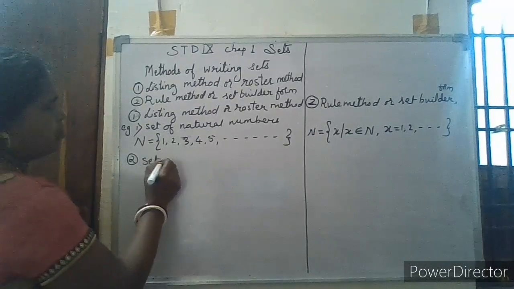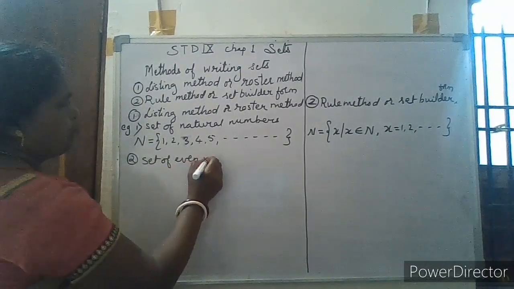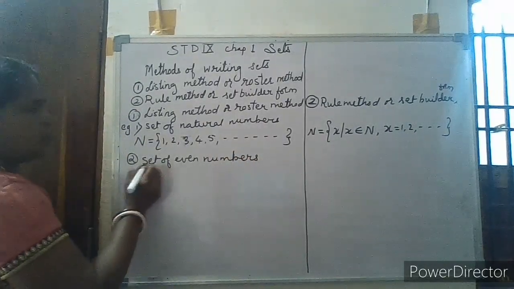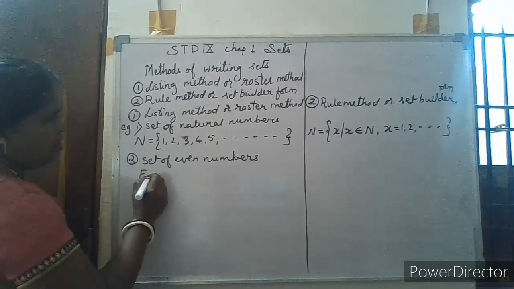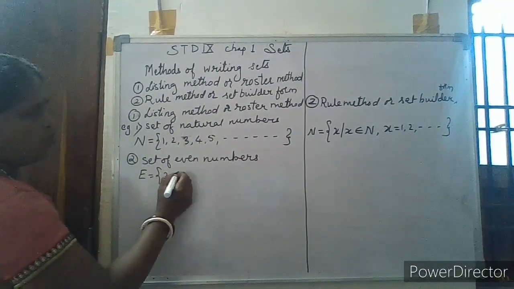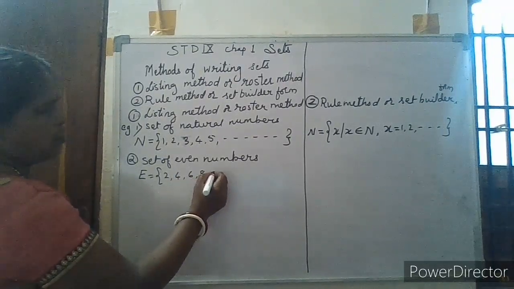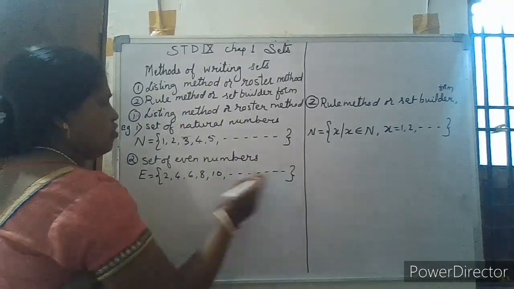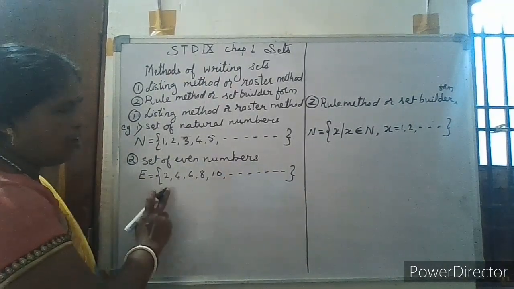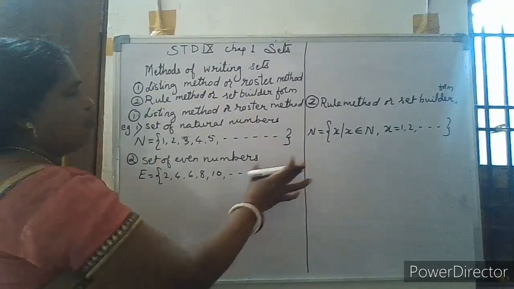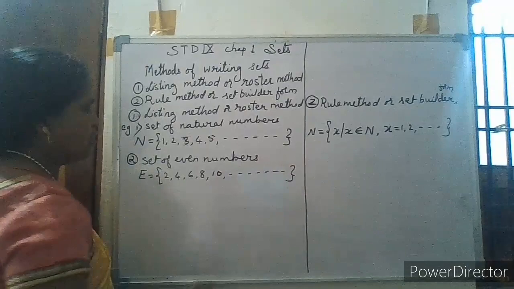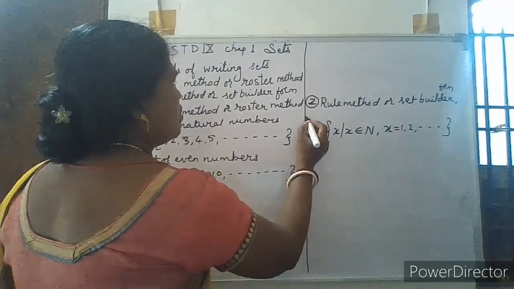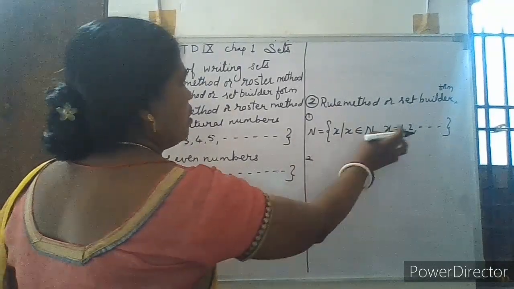Yes. Now, second example. Set of even numbers. I'll name it as E. We know even numbers are 2, 4, 6, 8, 10 and so on. Again, it is infinite, so we cannot complete this. So, we leave it showing with dotted lines. Now, this is the second example. The first example was shown by the rule method.